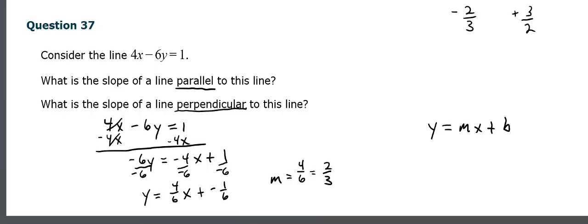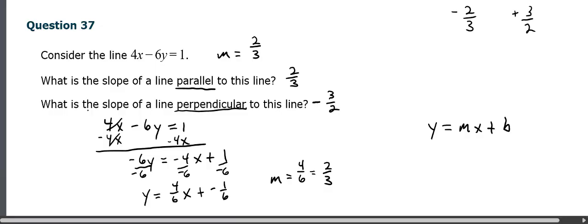So the slope of our given line is 2/3. So what is the slope of a line parallel? The exact same thing. And a perpendicular line, remember it's opposite. So since that's a positive 2/3, it's going to be negative. And we take the reciprocal of 2/3, which is 3/2. So a line that's perpendicular would have a slope of -3/2.